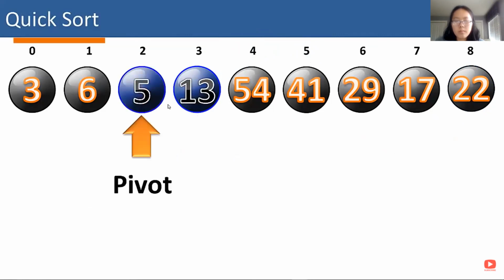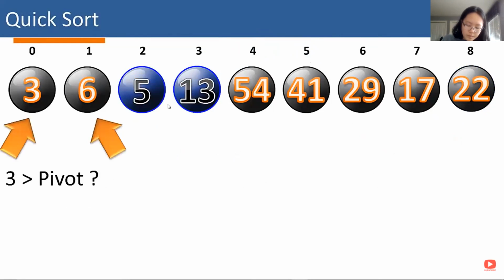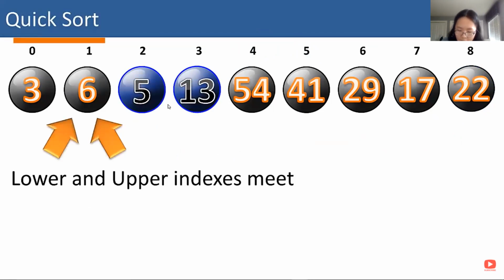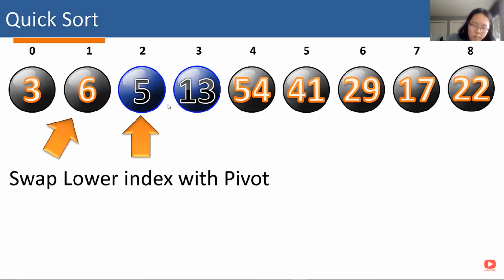So on the left partition, we'll choose a pivot value. We'll choose 5. We're going to compare, is 3 greater than the pivot? No. And our indices have met already in the middle. So we can swap the 5 in with the 6.